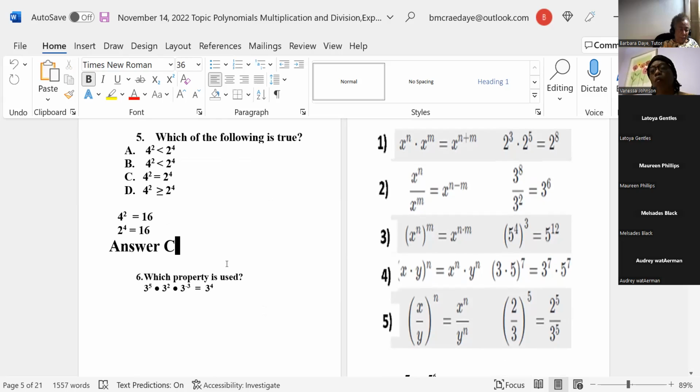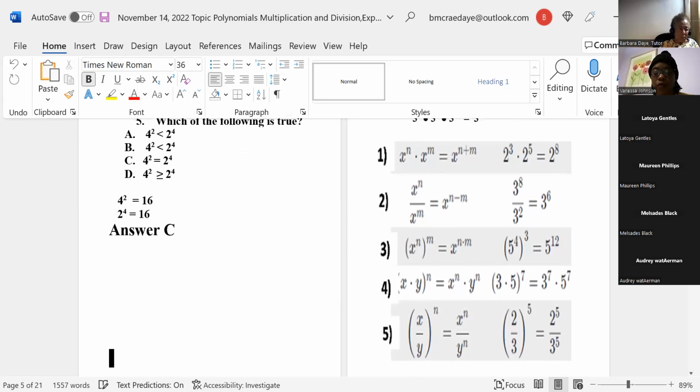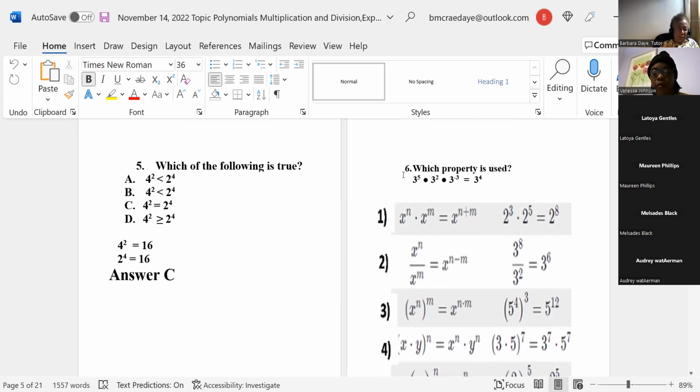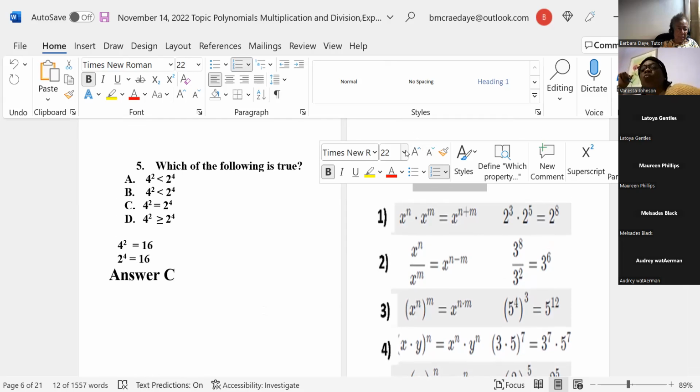Okay. Number 3. Mercedes, which property is used here? It's gone out the side, Barbara. Okay, let me make it bigger. There it comes up. Which property is used? That's multiplication. I'm using the dots.